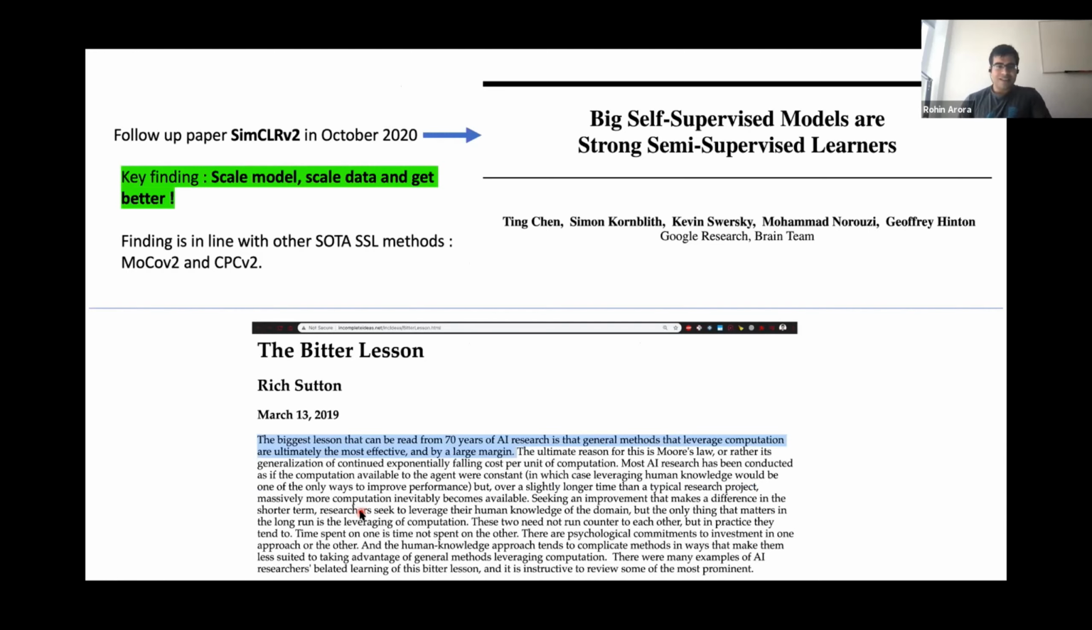And finally, there was also a follow-up called SimCLR V2 in October 2020. The key finding was that as you scale the model and scale the data, you get better results. So just increase the model size, get more data, and the results keep on increasing. This result is in line with other state-of-the-art results in other SSL methods, which are MoCo V2 and CPC V2. All of them just scale the model further and further, with more data, and results keep on increasing.